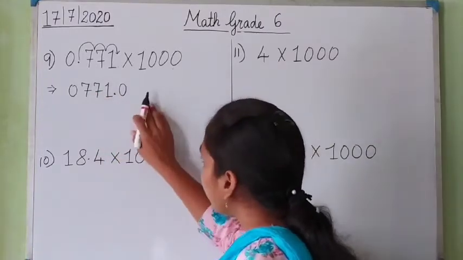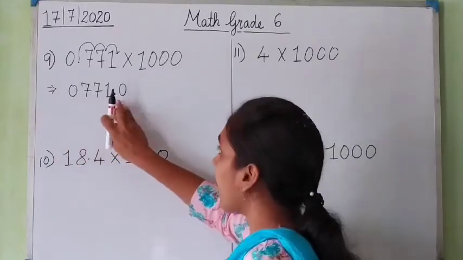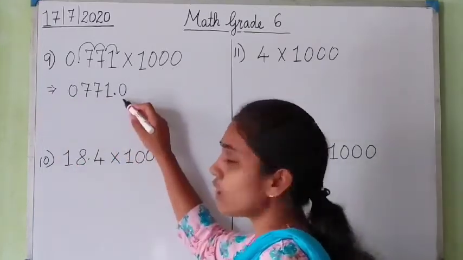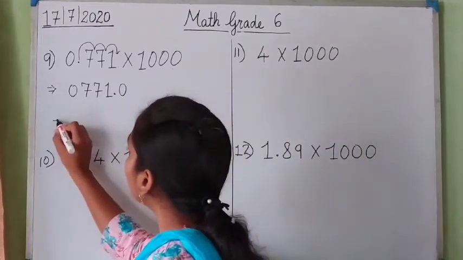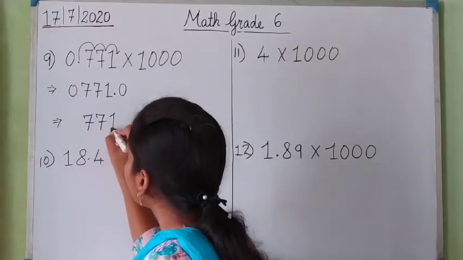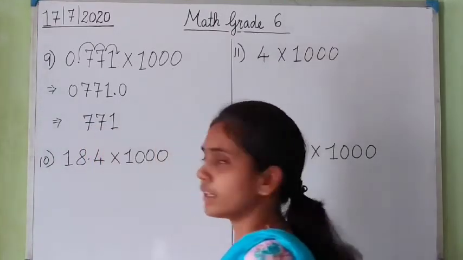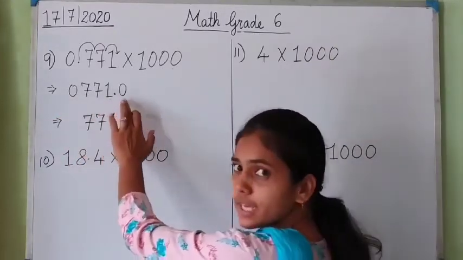0771.0. Now here the number 0 in front has no value. And the 0 after the decimal point also has no value, right? So we can write this number in a simple way as 771. Because the 0 before has no value and the 0 after the decimal point has no value.